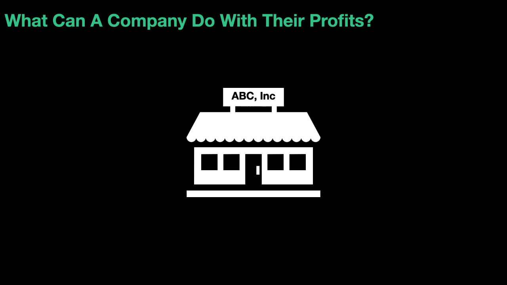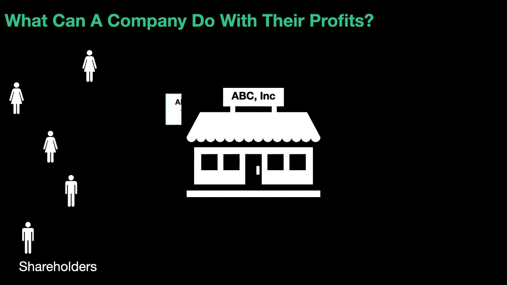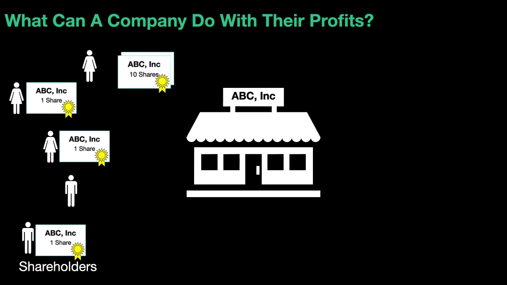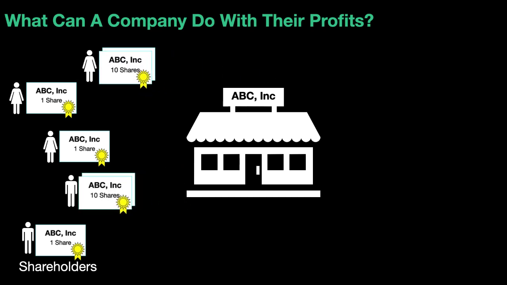So if we're going to take a look at what a company can do with their profits, first let me set the scene. We've got a fictitious company here called ABC Incorporated. And this company has some owners. And these owners, or shareholders, they invest in this company. And as investors, they're a partial owner of the company and they own shares of stock. Now, some people may own as little as 1 share. And some other people obviously will hold more than 1 share. The important point here is that these shareholders are all considered owners of the company.